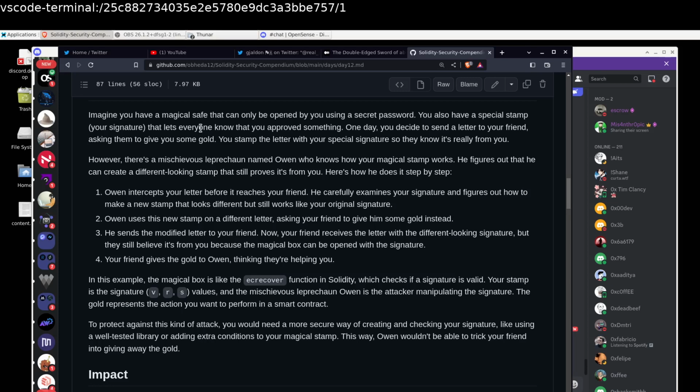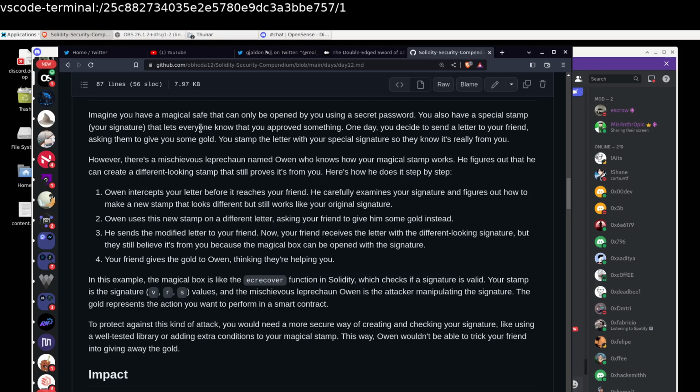However, there's a mischievous leprechaun named Owen who knows how your magic stamp works. He figures out that he can create a different looking stamp and still prove it's from you. Here's how he does it step by step. Owen intercepts your letter before it reaches your friend, examines your signature, and figures out how to make a new stamp that looks different but still works like the original.